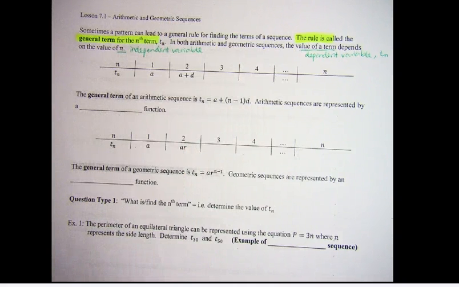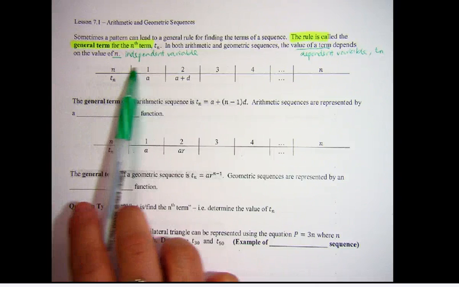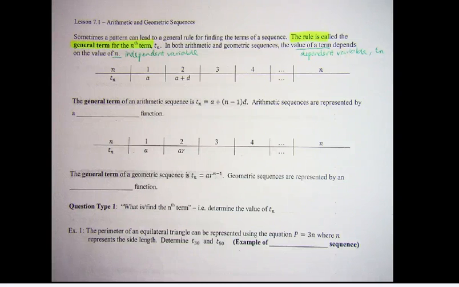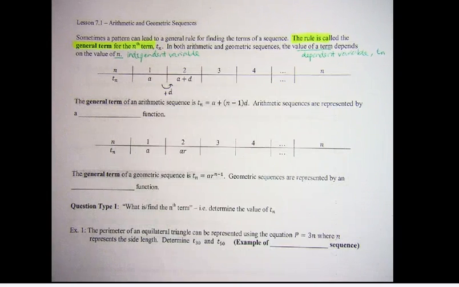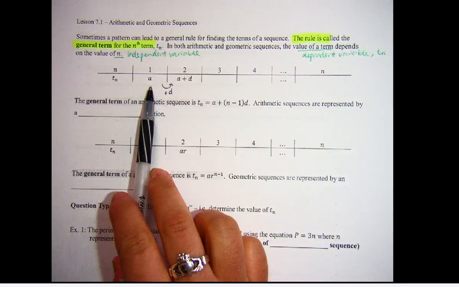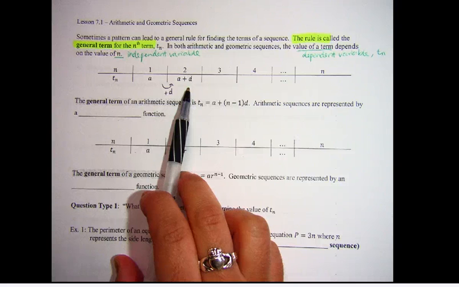So let's go over the example for an arithmetic sequence. Here we have the term numbers going across the top. Here we have the terms themselves going across the bottom. Now we already know that for an arithmetic sequence, in order to get to the next term, we have to keep adding the common difference d. So if the first term we start with is a, then the next term we would add d to a, so then we get a plus d.